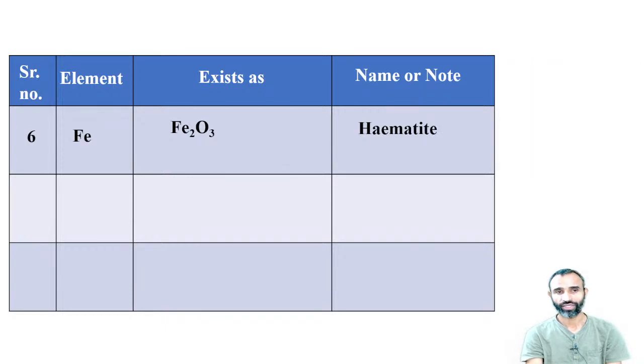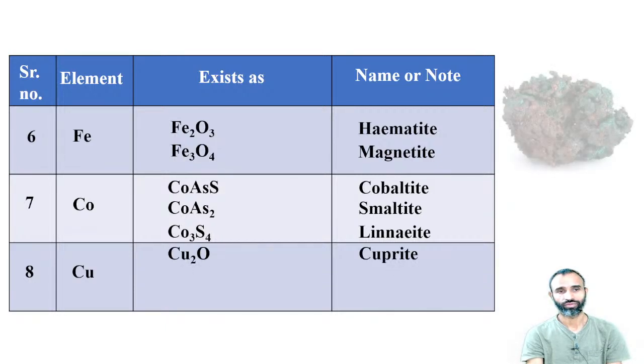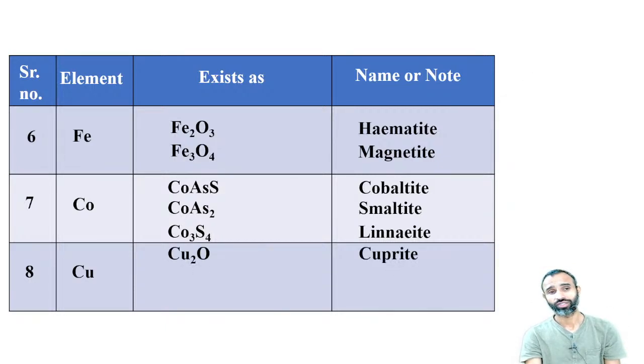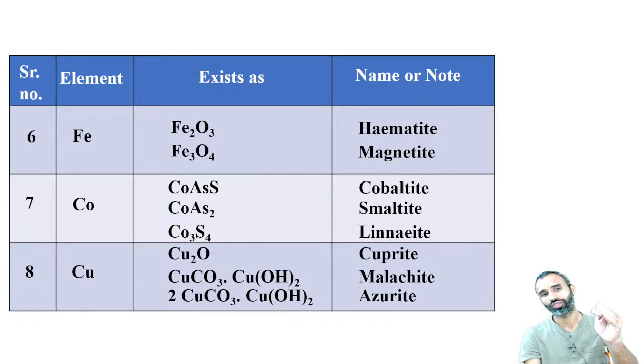Iron: hematite, magnetite. Cobalt is not very important. But for copper: cuprite, Cu2O; malachite, which is basic copper carbonate, CuCO3.Cu(OH)2. Azurite is the one with 2 moles of CuCO3 with 1 mole of Cu(OH)2, that is called azurite.